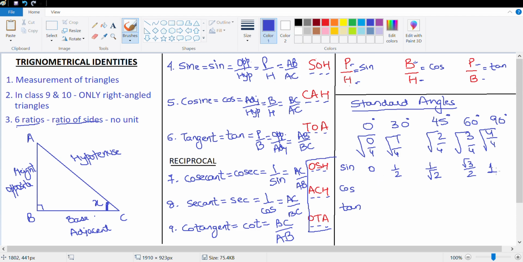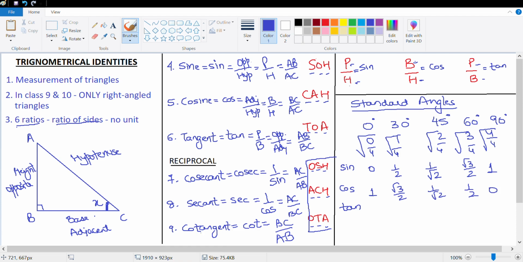Next, to get cos, I write the same thing in reverse. So I started with 0 here. Now whatever numbers I've got, I'll write this in reverse. So which means 1 will come first. Next will be root 3 upon 2. The next would be 1 upon root 2. The next is half, and the last one is 0.